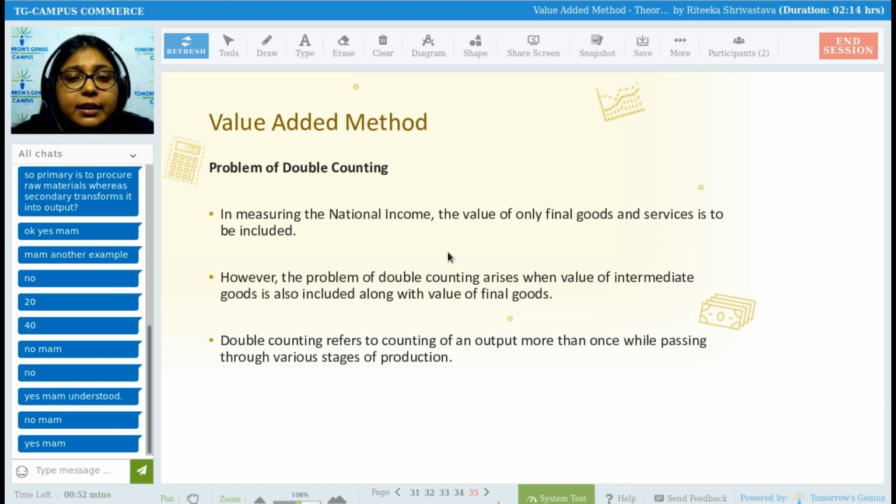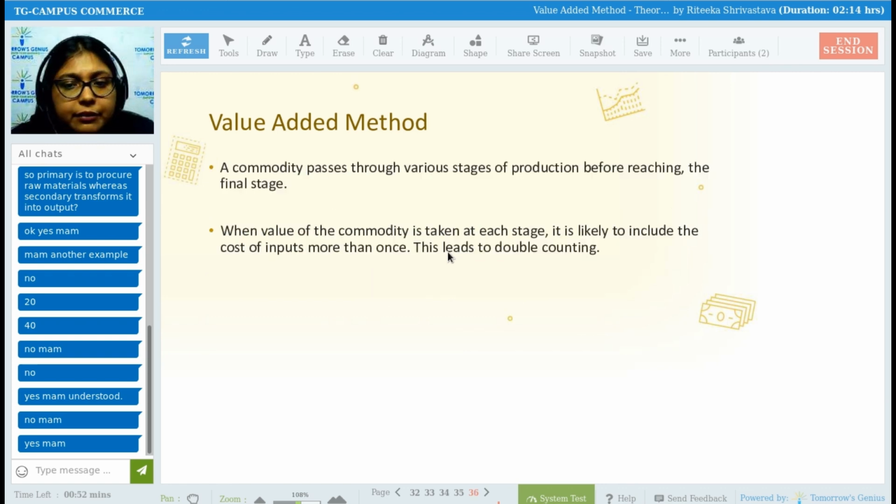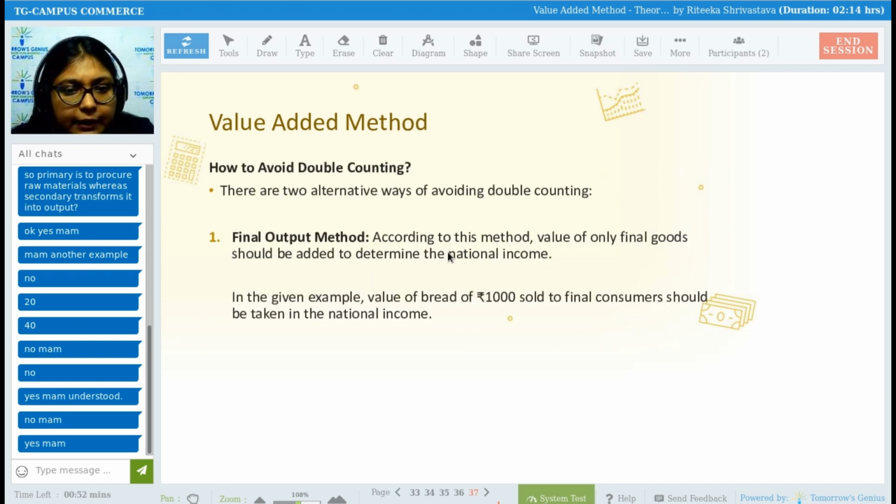Fine. Next is the problem of double counting. As I told you, double counting leads to a problem in computing national income. So double counting should not be included while computing the national income. How to avoid double counting? There are two ways in which you can avoid the problem of double counting.